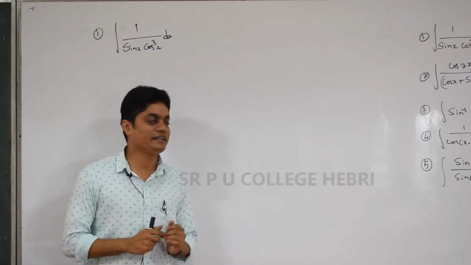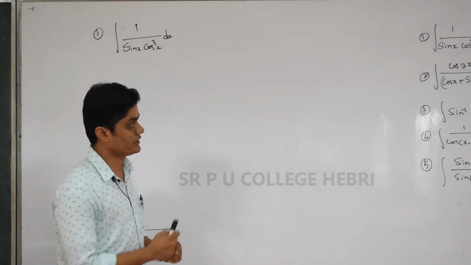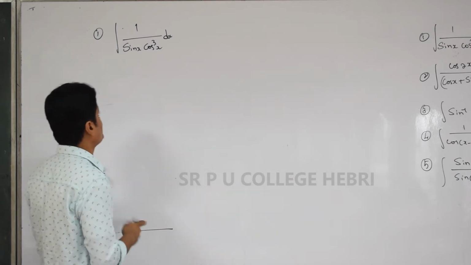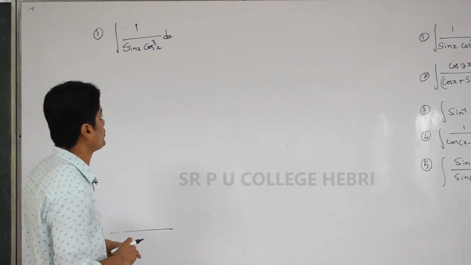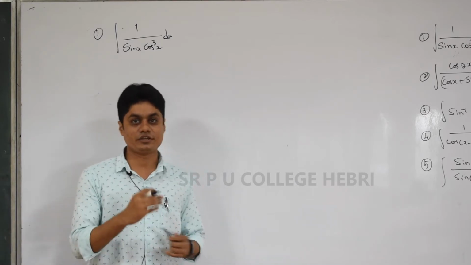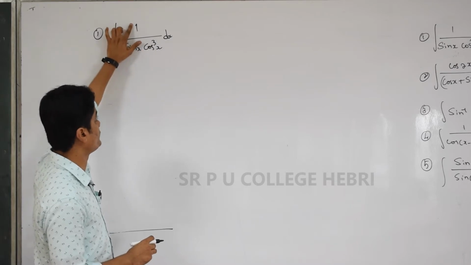I hope everyone is fine. In the last class we solved integration using trigonometry, and we are going to continue the same part, integration using trigonometry. For today's first question: integral of 1 by sin x into cos cube x dx. Here the numerator is only 1, so you cannot directly substitute something for x or t.